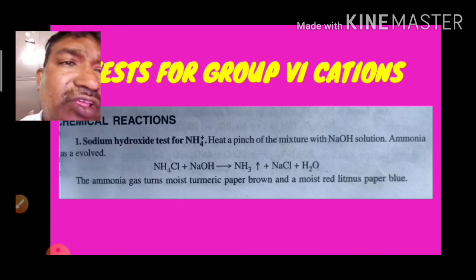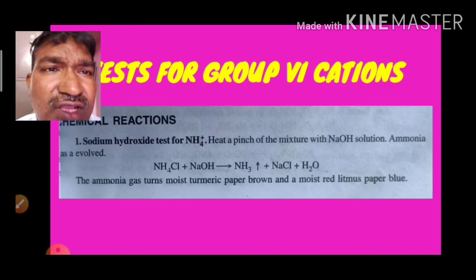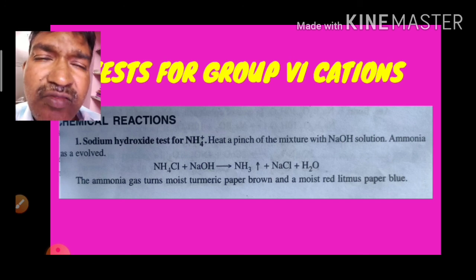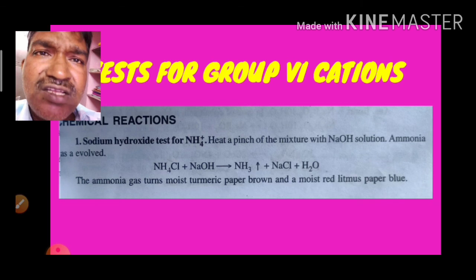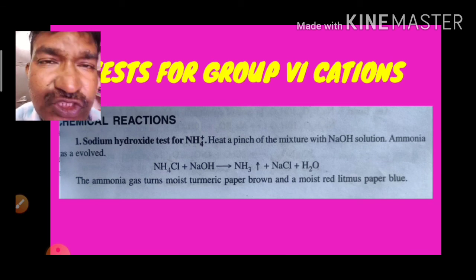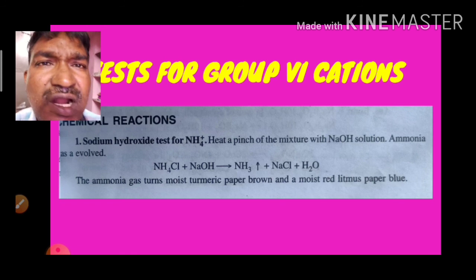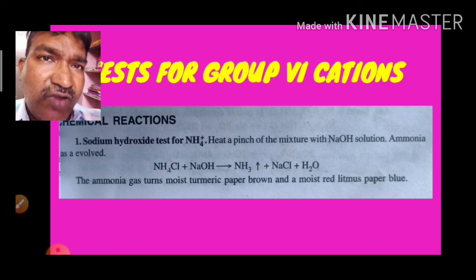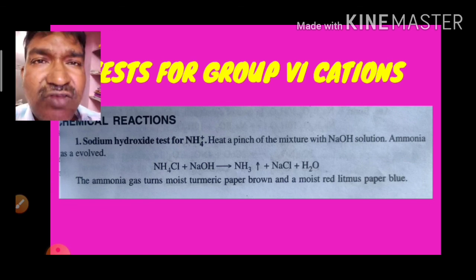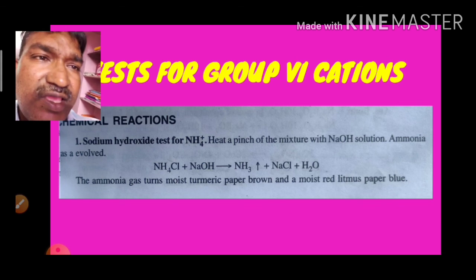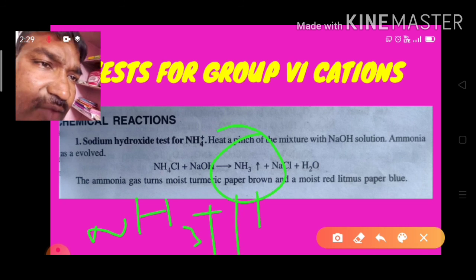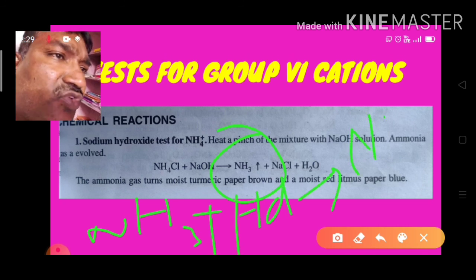This is one more test for the ammonium ion. We have to take the test salt mixture solution, add NaOH and heat. If we get a pungent smell gas, then we have to think that the given salt mixture contains ammonium ions in it. If we keep a glass rod dipped in the HCl on the mouth of the test tube, then we will get dense white fumes. That is due to the formation of ammonium chloride. The ammonia gas released here reacts with the HCl and forms white fumes, that is ammonium chloride.